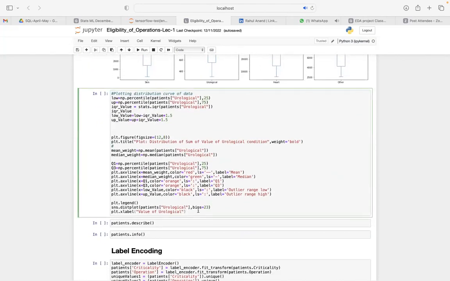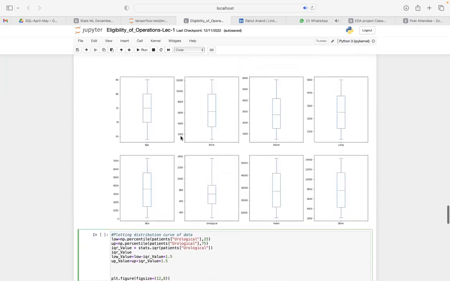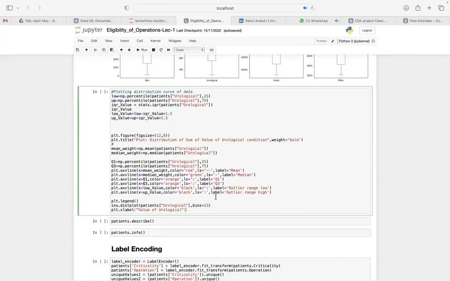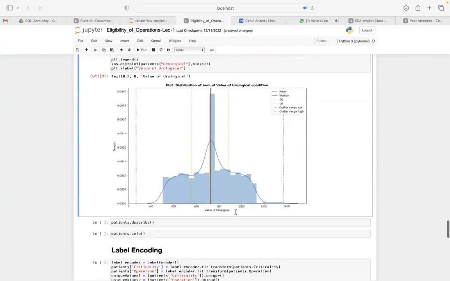Now, again, if you want to check what is happening in the distribution curve of urological, you can do it for age as well. I'm doing it for urological. You can see that it has been replaced, so it should be fine. Even the urological, all the data which were outliers have been replaced by median values. It should be fine. But let's check how it works in a normal distribution curve.